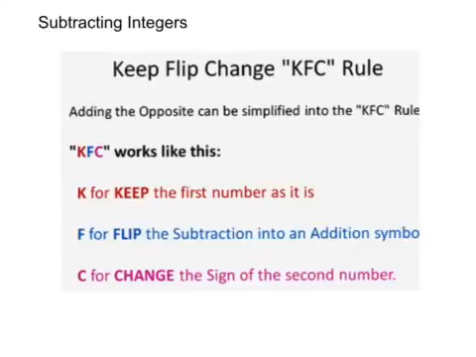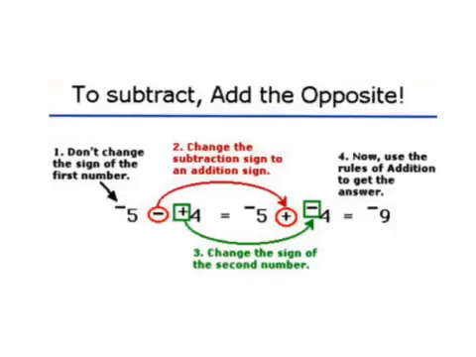And the C stands for change the sign of the second number. So we do nothing to the first, we flip the subtraction sign to a plus sign, and we change the sign of the second number. If the second number is positive, we make it negative, and if the second number is negative, we make it positive. So let's look at what that looks like.